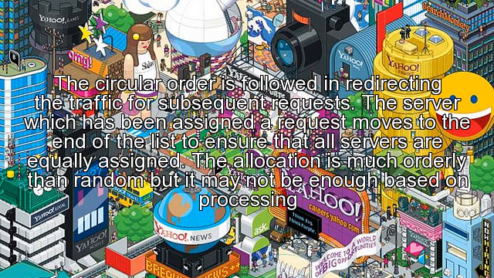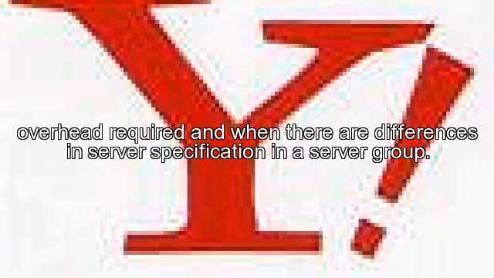The circular order is followed in redirecting the traffic for subsequent requests. The server which has been assigned a request moves to the end of the list to ensure that all servers are equally assigned. The allocation is much more orderly than random, but it may not be enough based on processing overhead required, and when there are differences in server specification in a server group.